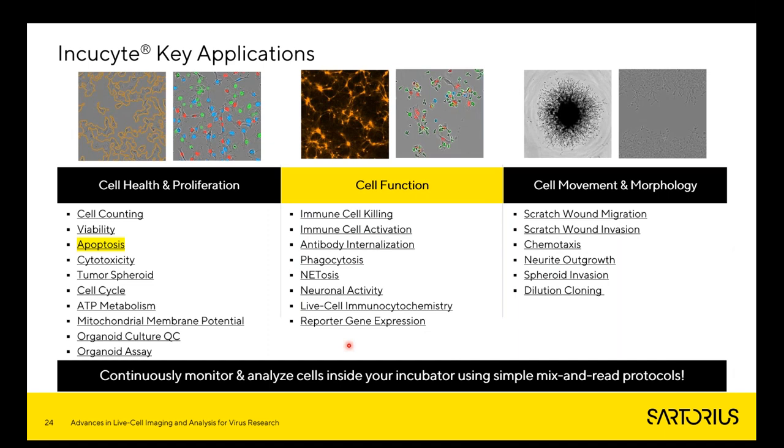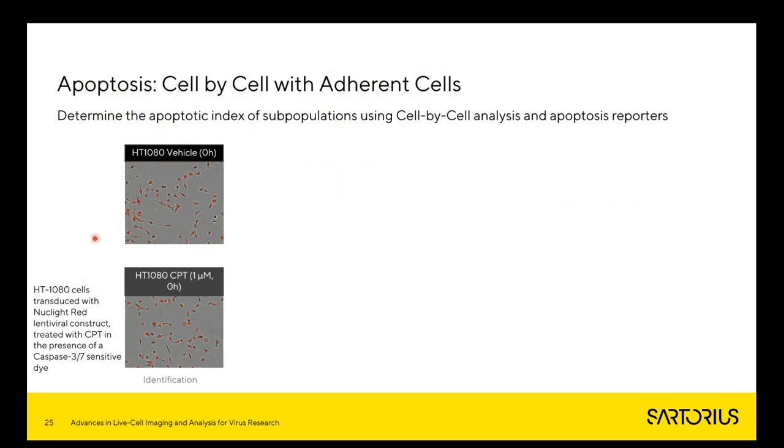To study the mechanism of virus-induced cell killing of host cells, it can be beneficial to use a readout to quantify cell death, such as apoptosis. In our reagent portfolio, we've got some very simple mix-and-read apoptosis reagents that allow you to perform measurements of kinetic apoptosis in real time. In this slide, I'm going to show you how we can use the cell-by-cell module to quantify apoptosis by not only performing a label-free cell count, but also performing subpopulation analysis.